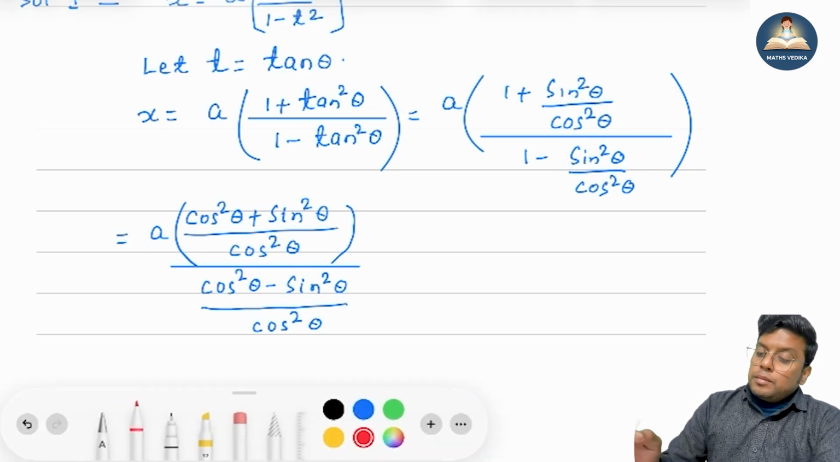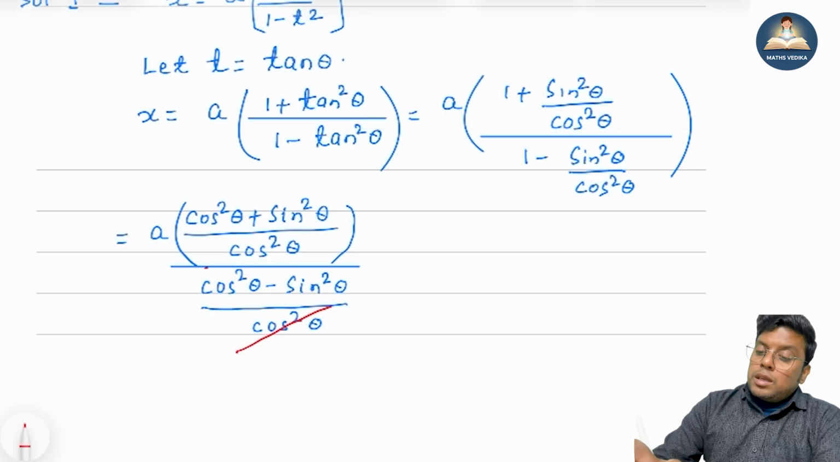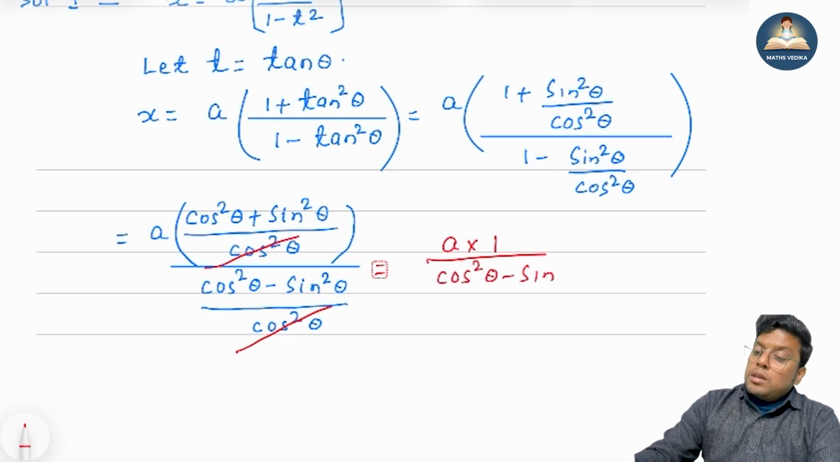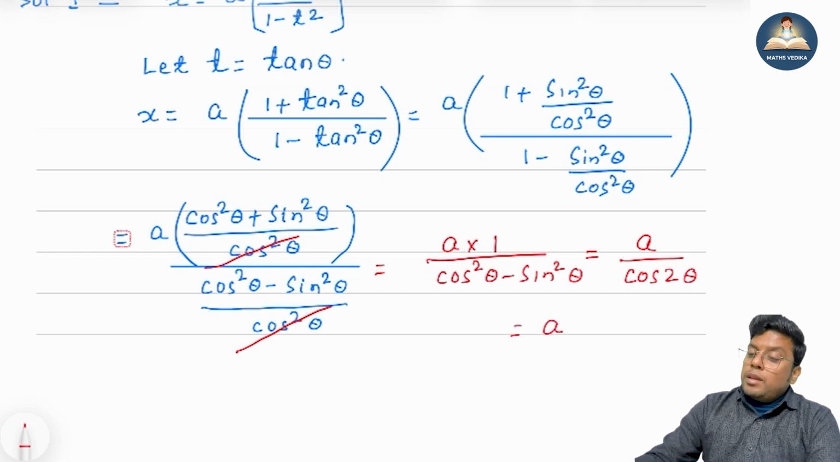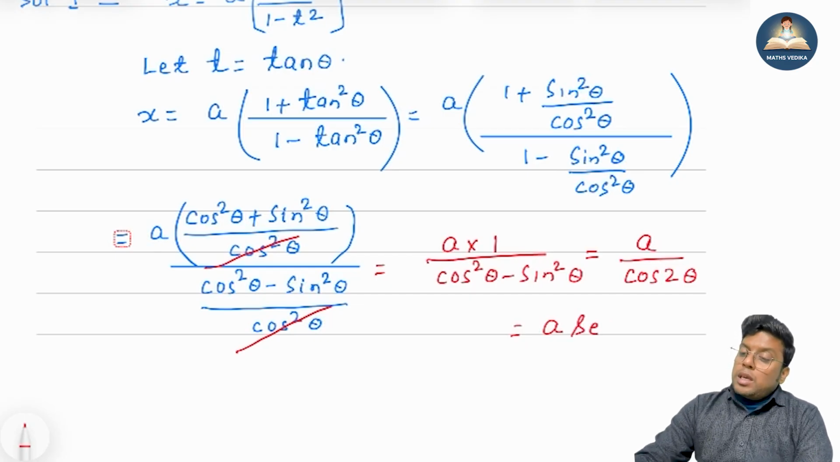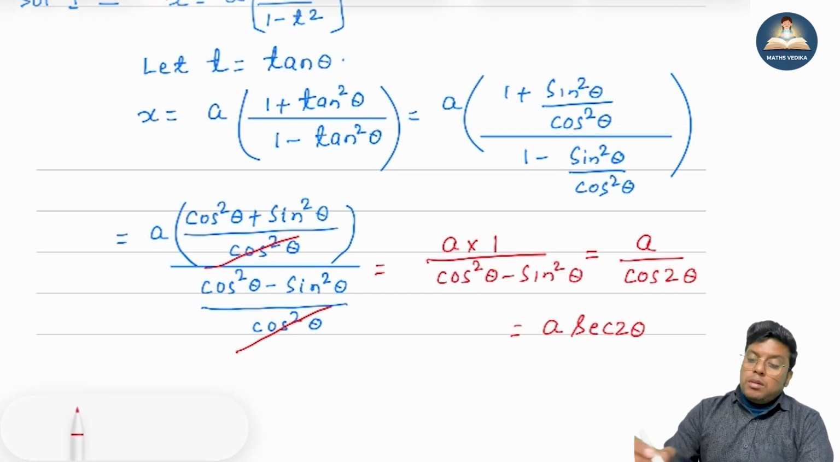So cos square theta will be cancelled out. A into (cos square theta plus sine square theta, which is equal to 1) divided by (cos square theta minus sine square theta), which is equal to a by cos 2 theta, and 1 by cos 2 theta is equal to sec 2 theta. So x is a sec 2 theta.